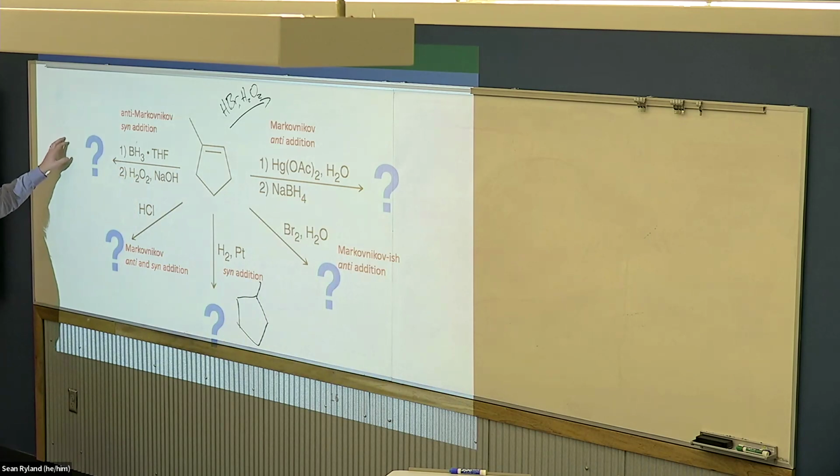All right, so let's start, we'll go in chronological order that we added them in. HCl means we're going to add a hydrogen to one side, chloride to the other. It's Markovnikov, so we're going to put the chloride on the more substituted carbon. It's anti and syn because we go through a carbocation intermediate, but it doesn't matter for this reaction. We wind up without any stereochemistry.